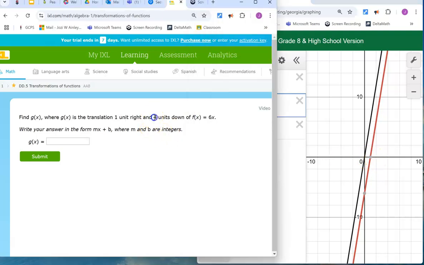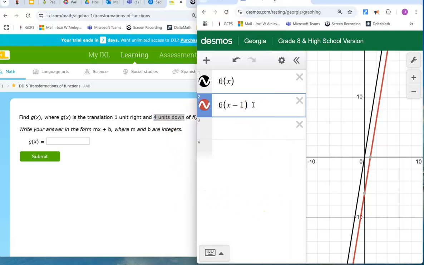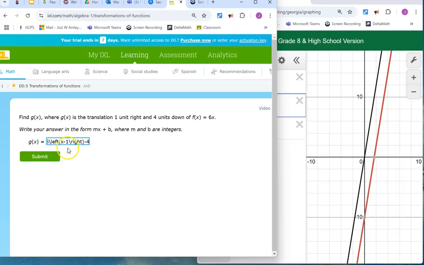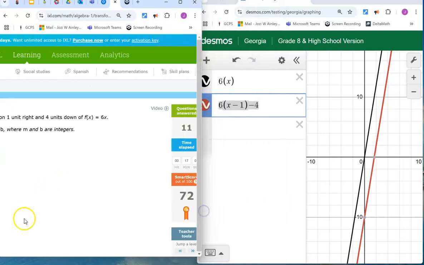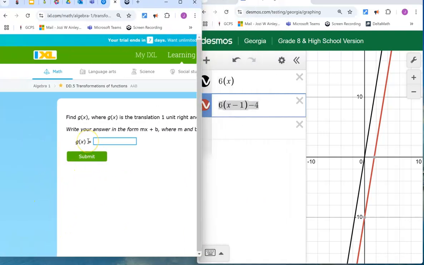All right, now I need 4 units down, right? Which is the what? Y-axis. If it's a y-axis, it's y and regular. So it's going to be exactly what I think. So I'm going to go down 4 on the outside because it's outside. And that's it. Now we'll type that in here. I wonder if I can copy and paste. Oh, no, I cannot. So maybe not that. So, all right, so 6 parentheses x minus 1, minus 4.